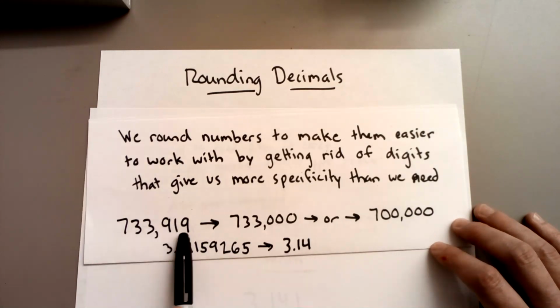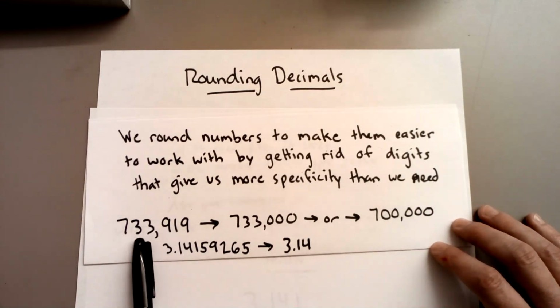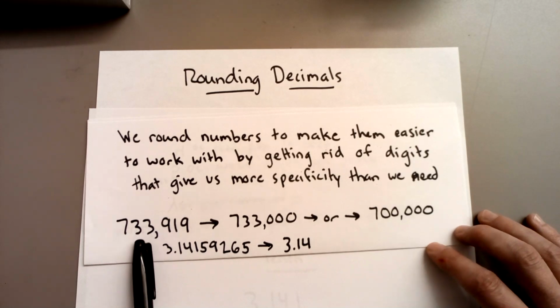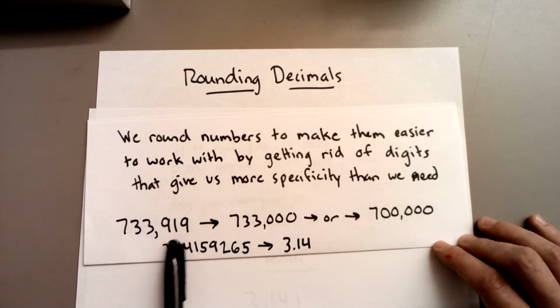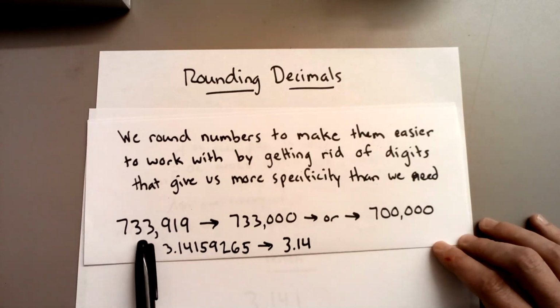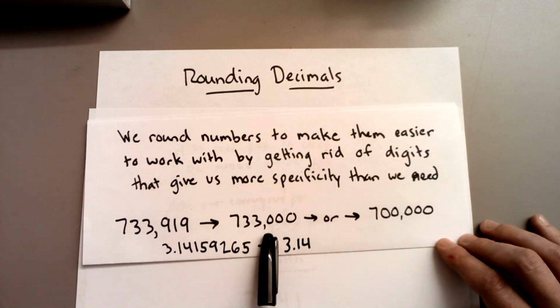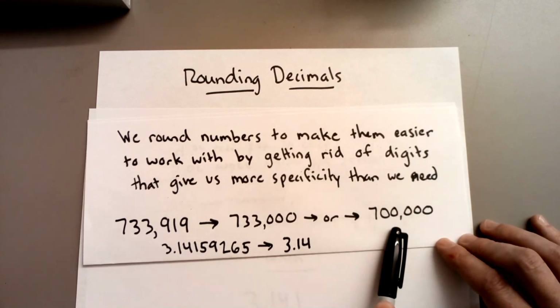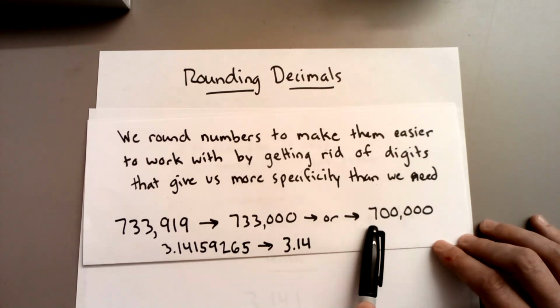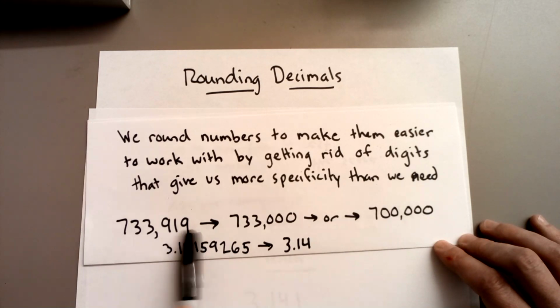So, for an example, I've got a whole number here, 733,919. It's the number of people in Seattle in 2021. Well, when I'm talking just to everyday people about how many people are in Seattle, I don't need to tell them there are exactly 733,919 people in Seattle. That's too specific. So I might just say, oh yeah, did you know there are 733,000 people in Seattle? So that's rounded to the thousands place. Or it might even be enough to just say, there are 700,000 people in Seattle, about, rounding to the nearest 100,000th place. We don't need all these specific digits.